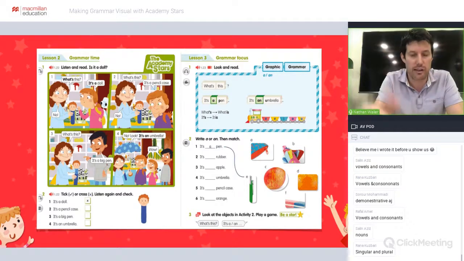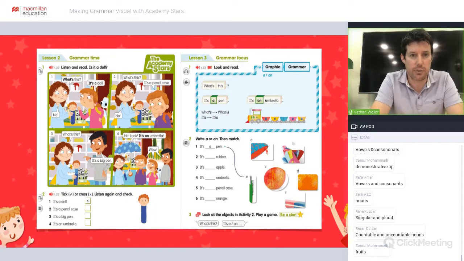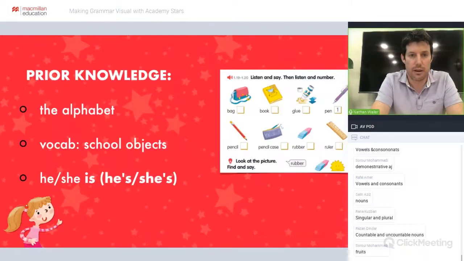So we need to make sure that they already have that. I won't dwell on that too much. They need the alphabet. They need to know school objects. In terms of grammar, they need to have already done he, she, is. So they would have done that already. In this one, we're going to be looking at it's and what's. This is our grammar focus. It's cut off the bottom, actually, of this picture. But if you look at the bottom of the page, it gives you the focus of that particular lesson for your objectives. So keep your focus on that. They've already done he, she, is with a contraction. So they'll have watched graphic grammar previously. We can use that to build on that.